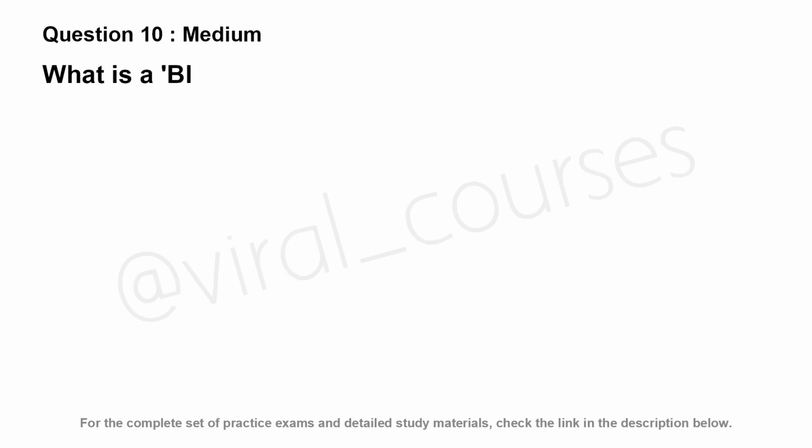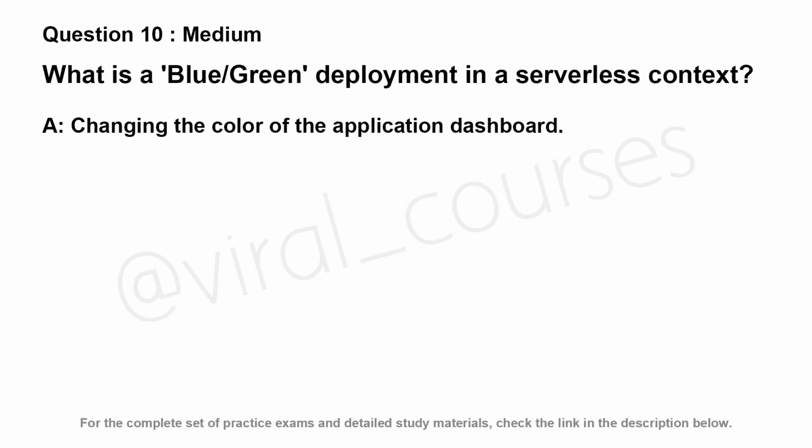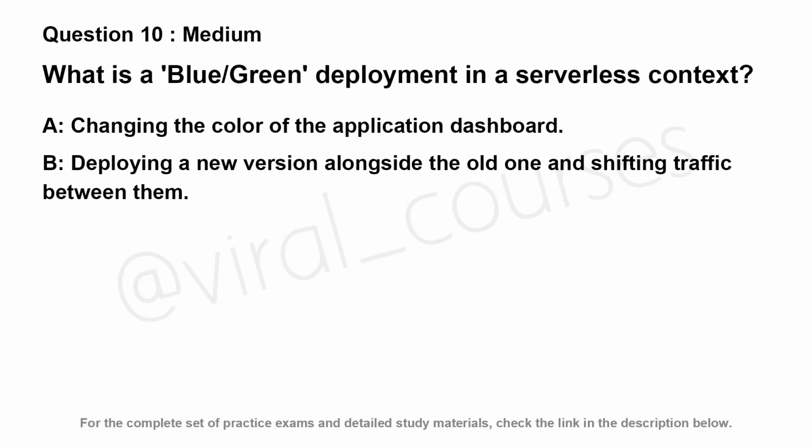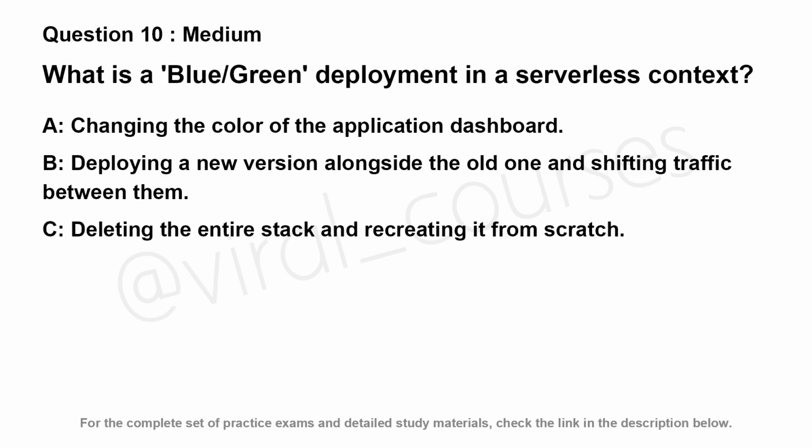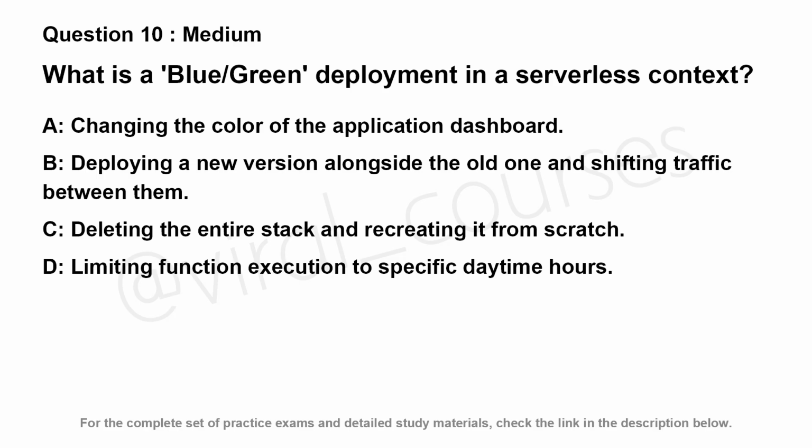What is a blue-green deployment in a serverless context? Option A, changing the color of the application dashboard. Option B, deploying a new version alongside the old one and shifting traffic between them. Option C, deleting the entire stack and recreating it from scratch. Option D, limiting function execution to specific daytime hours.